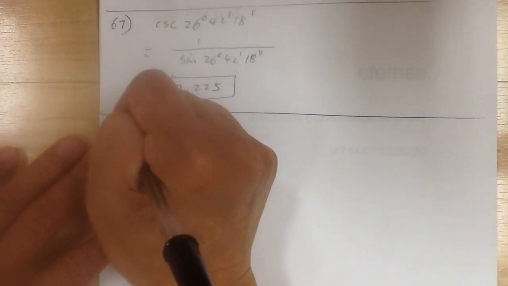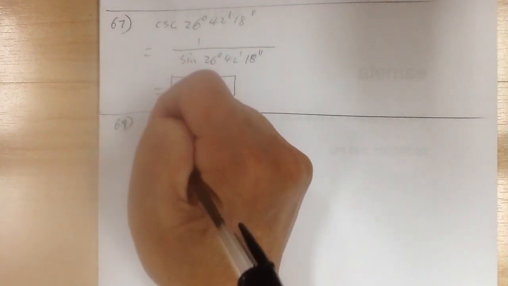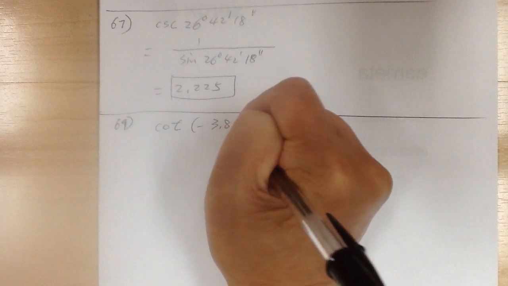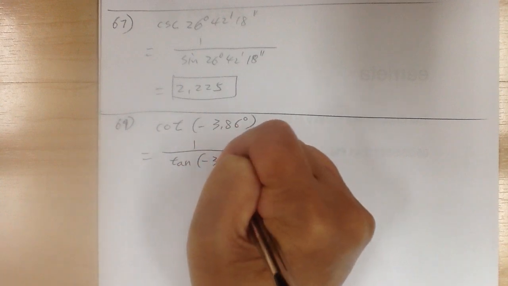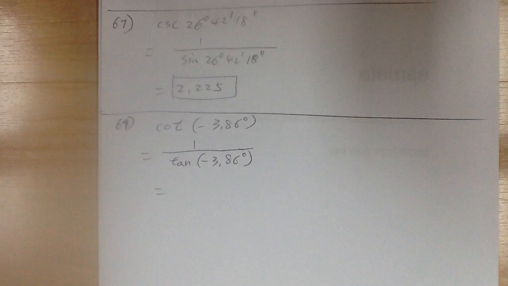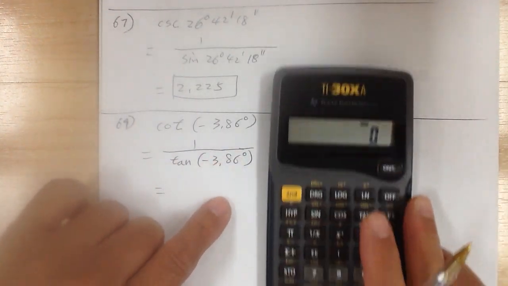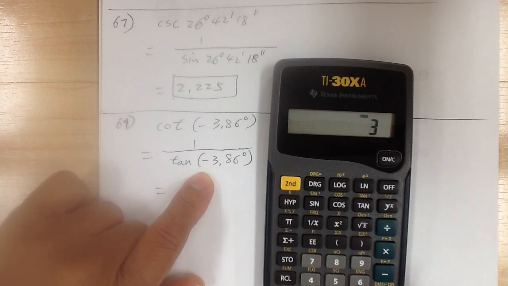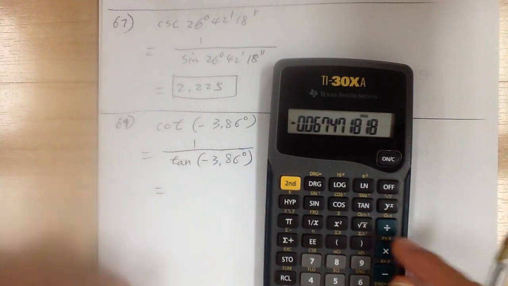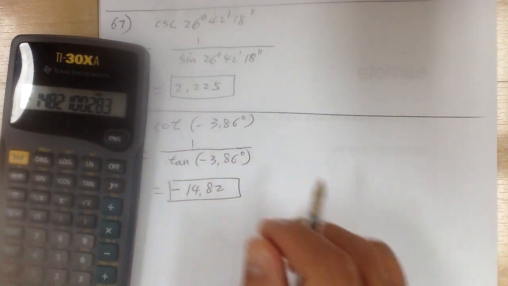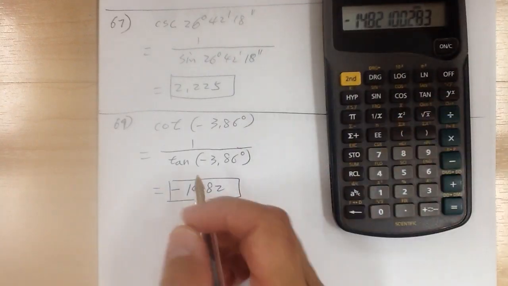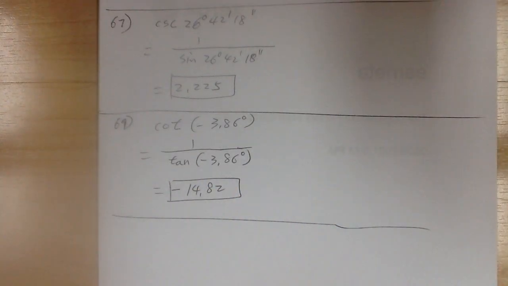Next one. Okay, got cotangent of negative 3.86 degrees. So again, first you have to convert into the primary function. So this is equal to 1 over tangent of negative 3.86 degrees. Let's check, degree mode, so that's correct. Negative 3.86 degrees, take the tangent of that, then you take the reciprocal. So you're going to get negative 14.82.